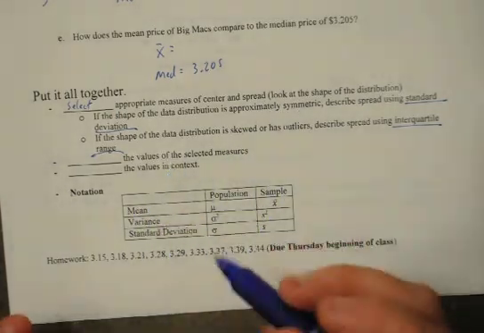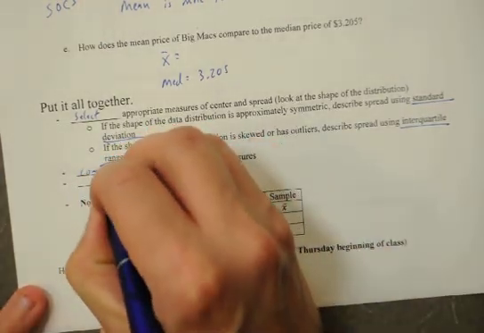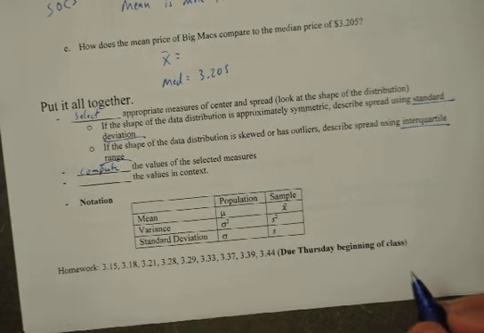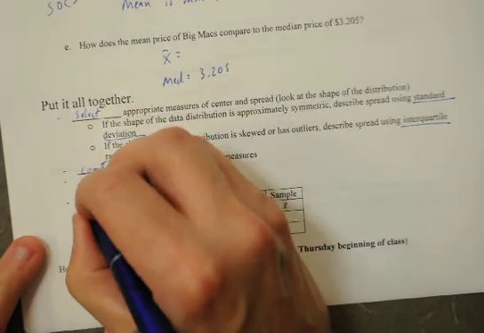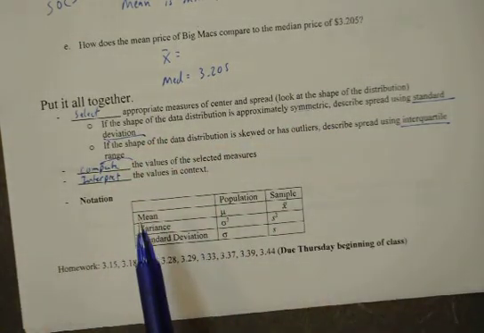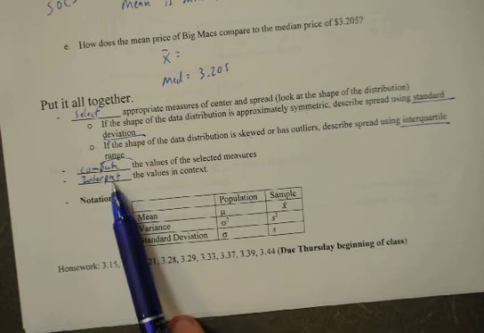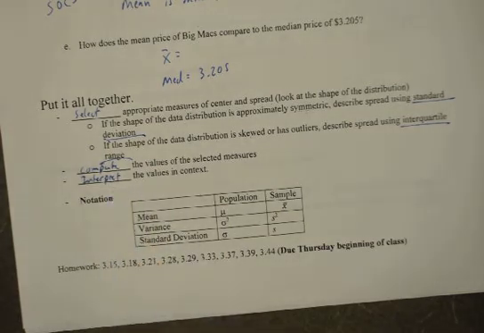Okay. Compute the values of selected measures. Interpret the values in context. This is going to be a big deal on getting points on the free response. Interpret in context. So we'll do some examples of free response.